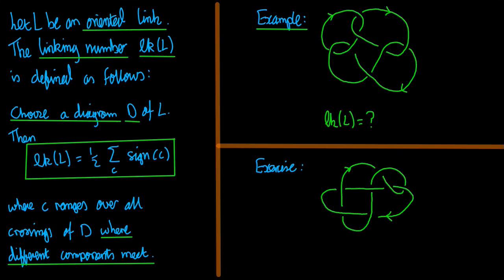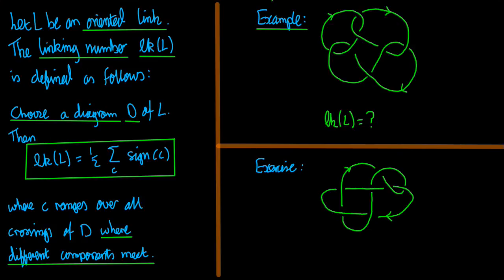Well, let's go through the definition. Let L be an oriented link. Here's an oriented link. The linking number is defined as follows. First, choose a diagram of L. Well, this, which is our picture of the link, also serves as a diagram. So that's good, we've got a diagram. Then the linking number is 1/2 the sum of the signs of the crossings over certain of the crossings. So let's start by working out the signs of the crossings.